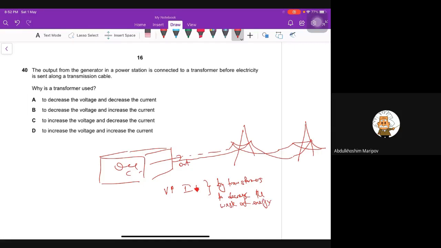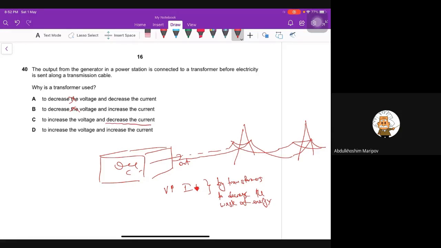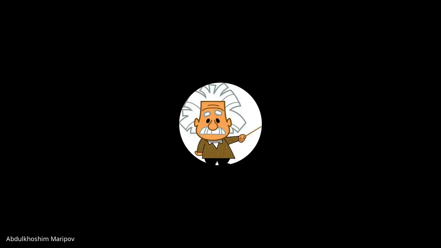Energy is money, guys. All right, so which one? Increase the voltage, decrease the current. So if current increases, it would definitely defeat the purpose, so the purpose is increasing voltage and decreasing the current, right? So 40 is C. Okay, so we have finished the three already, and they're very easy, guys, and we can stop.